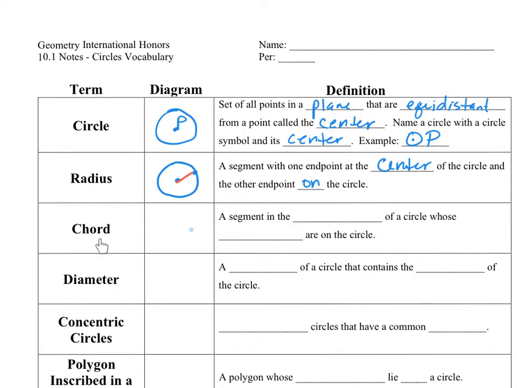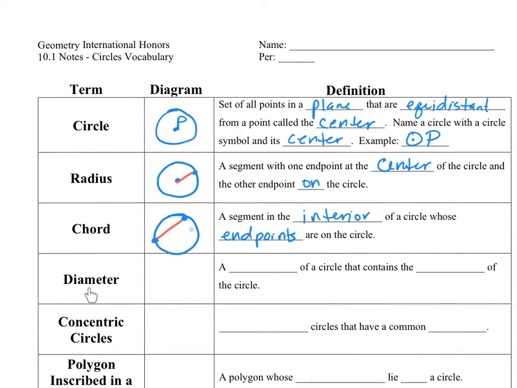Now let's talk about what a chord is. A chord is also a line segment that's going to be in the interior of the circle and whose endpoints are on the circle. So let's draw an example of a chord. Draw a circle, and then we just need a segment whose endpoints are on the circle. This red segment that I drew would be an example of a chord.